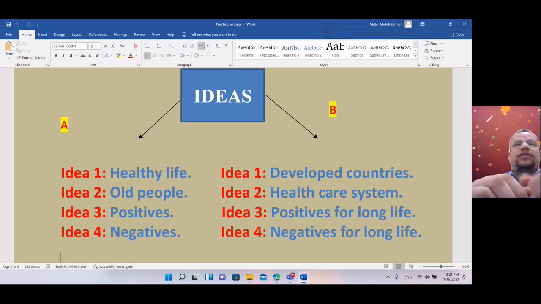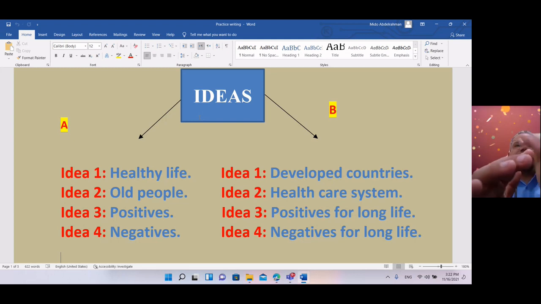Idea 2 for a type is about all people. So you will talk about all people. So healthy life in the introduction is for general people, for all people, all ages, not only old, young and old. But idea 2 is talking about the old people themselves. For example, what about old people in a healthy life?